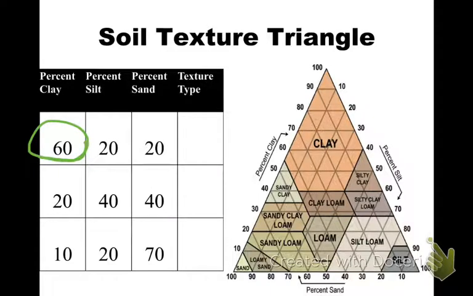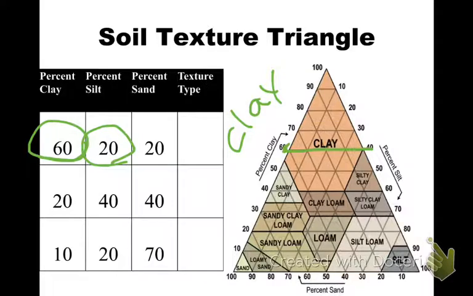Well, if I come over to the clay side, and I find 60, I can put my finger on it. So I'll put a little dot there, okay? Or you could just draw a line going all the way across. Then I'm going to look at my silt number, okay? My silt number is 20.